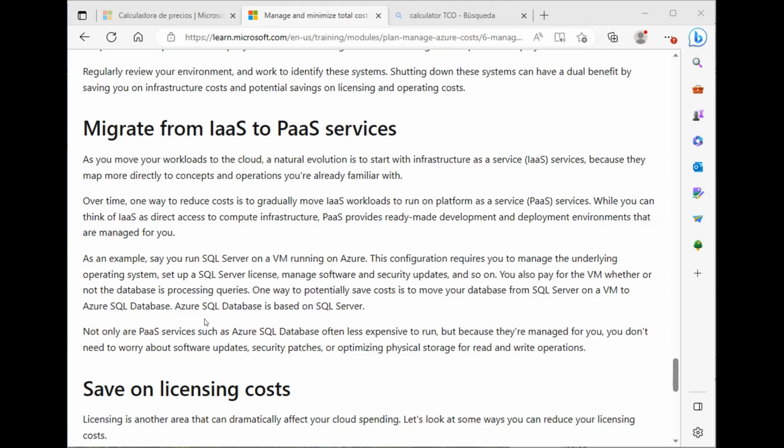One way to potentially save costs is to move your database from SQL Server on a virtual machine to Azure SQL Database. Azure SQL Database is based on SQL Server. Not only are PaaS services such as Azure SQL Database often less expensive to run, but because they are managed for you, you don't need to worry about software updates, security patches, or optimizing physical storage for read and write operations.